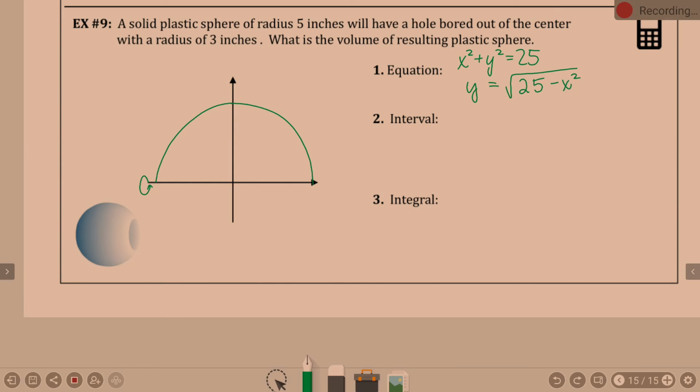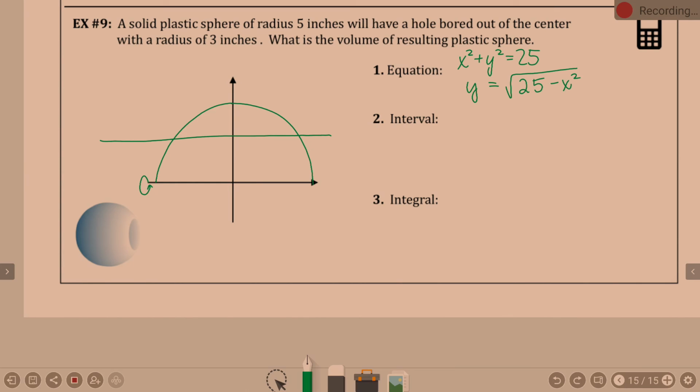We need a hole bored out of the center. It has a radius of 3 inches. So what's the other piece we're going to have to think about here? What did you say, Jacob? A line. Yes? We're going to need a line. What level do I need to make that line at? 3. At 3.